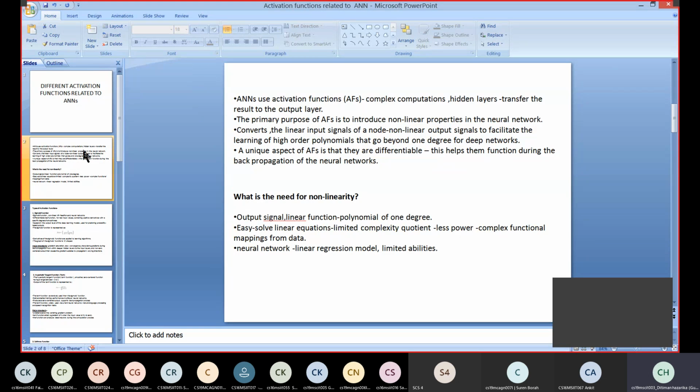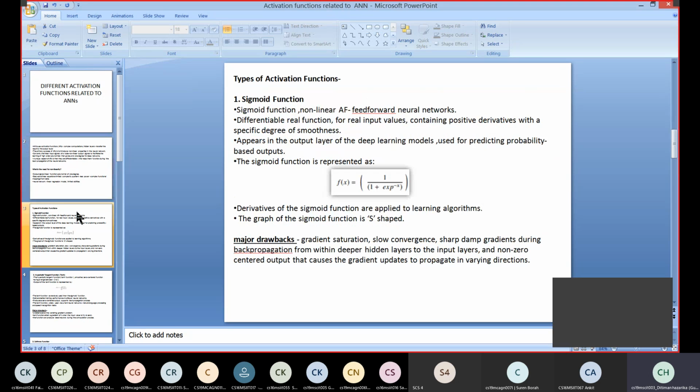Now, I'll talk about different types of activation functions. The first one is the sigmoid function. The sigmoid function is a non-linear activation function that works on feed forward neural networks. It is a differentiable real function, and it handles real input values that contain positive derivatives with a specific degree of smoothness. It appears in the output layer of the deep learning models used for predicting probability based outputs.